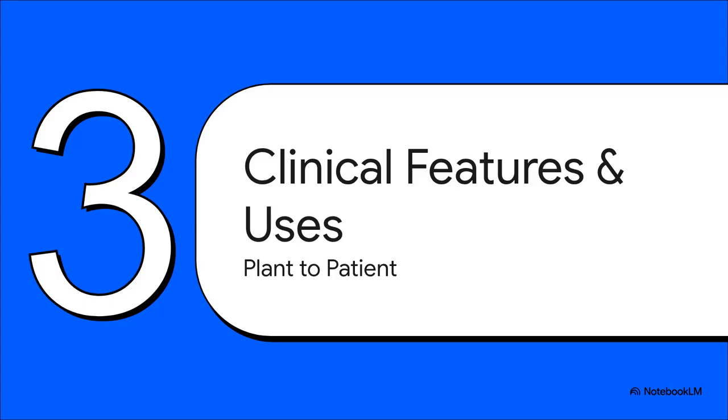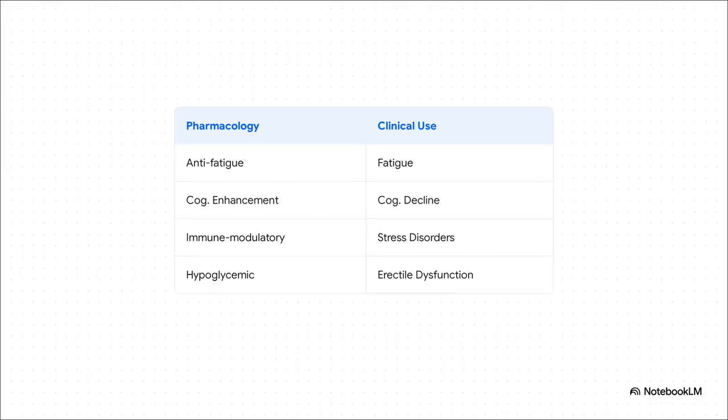Okay, section 3, clinical features and uses, plant to patient. So let's look at how these microscopic mechanisms actually translate to macro-level clinical applications for real people. It's incredibly structured, honestly like a straight line. Because of its anti-fatigue properties, it directly treats physical and mental exhaustion. Through cognitive enhancement mechanisms, it targets cognitive decline, specifically helping out with memory and focus. Then you've got the immune modulatory and antioxidant pathways, which directly treat stress-related disorders.